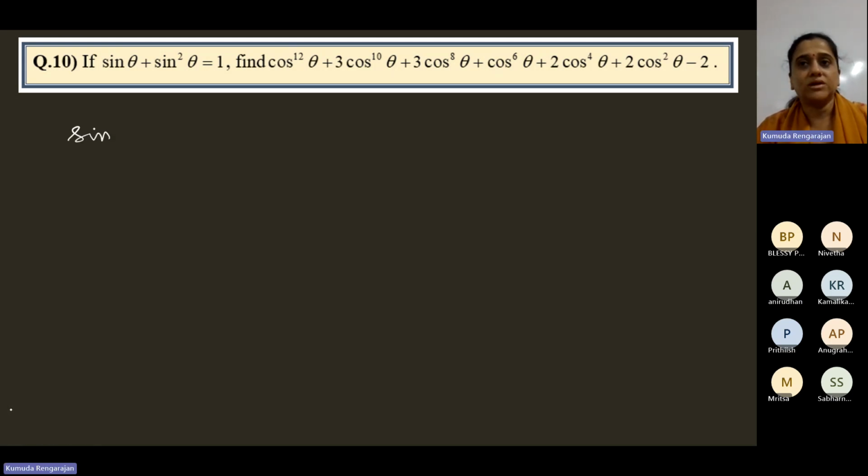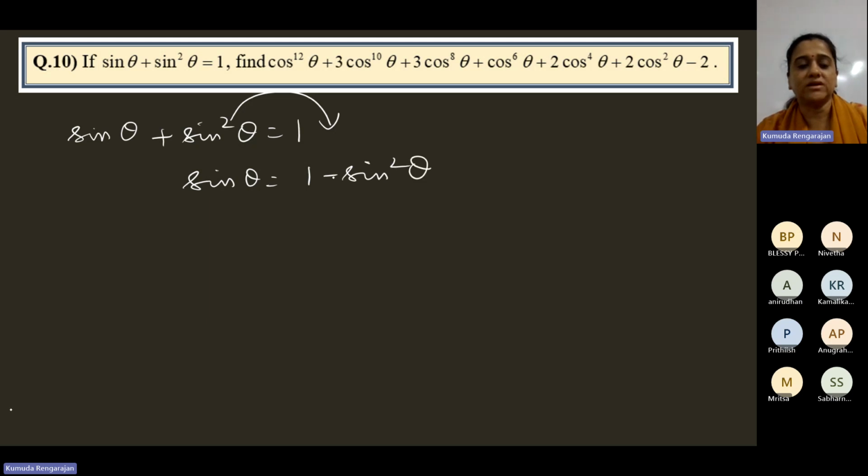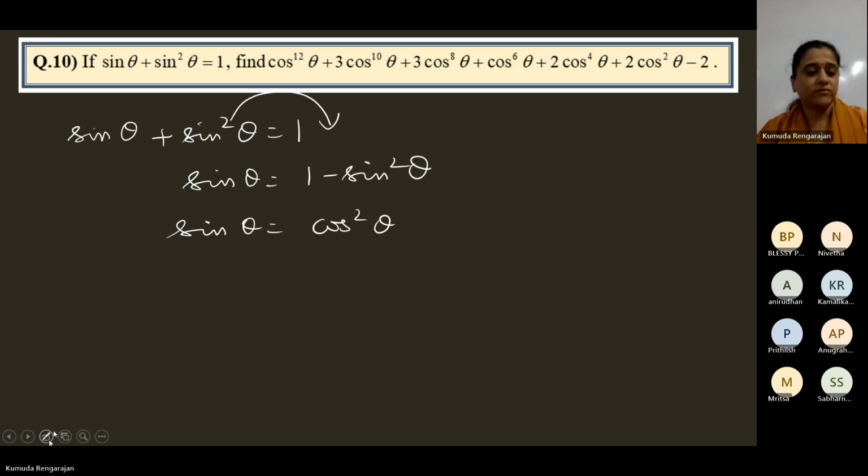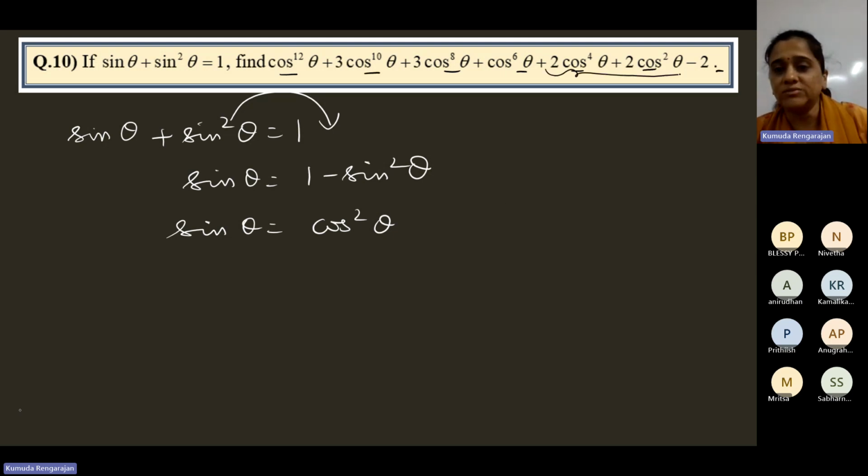So it's given that sine theta plus sine square theta is equal to 1. Transpose. So sine theta is equal to 1 minus sine square theta. So sine theta is equal to cos square theta. We have this result. Now 1, 2, 3, 4, 5, 6, 7 terms. The last 3 terms have 2 in common. So we'll have them as one group.